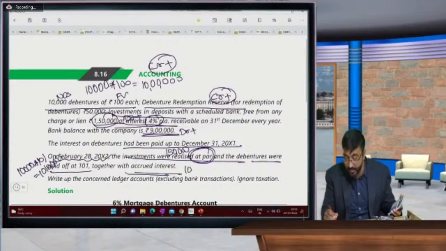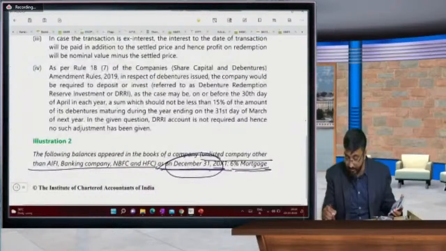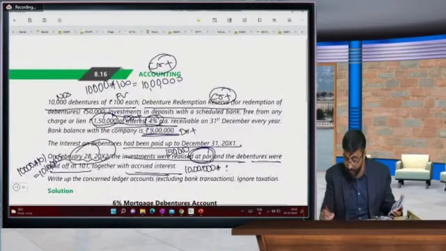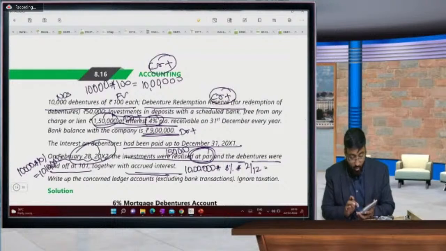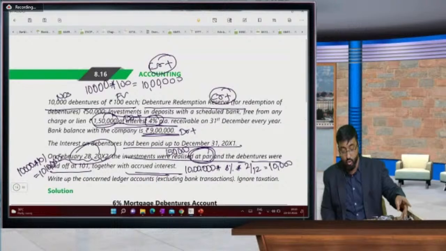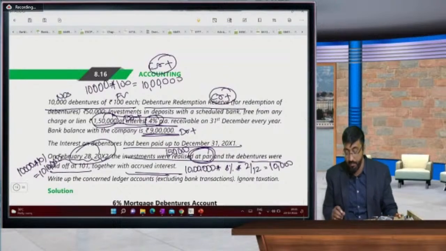Now what is the interest? Interest is for 2 months. 10 lakhs into 6% into 2 by 12. Interest is always paid on face value along with the redemption. So the interest amount is 10,000. So you are paying 10,10,000 plus interest of 10,000. Write up the concerned ledger accounts.